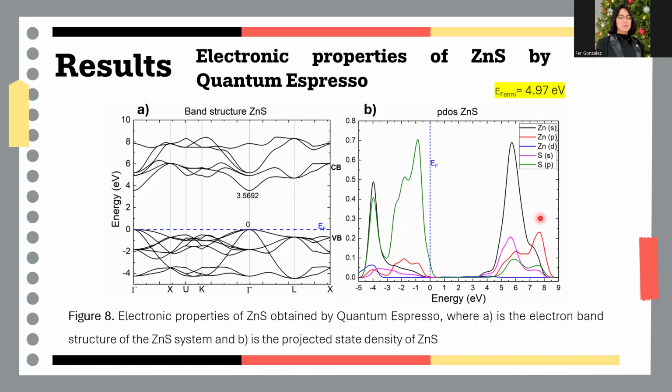In addition, from the band gap calculation for zinc sulfide, 3.56 electron volts were obtained, like the experimental value, and a Fermi level value of 4.97 electron volts was also obtained. But by convention, a value of 0 electron volts is used for the Fermi level, and therefore the energy positions discussed here correspond to values relative to the Fermi level.